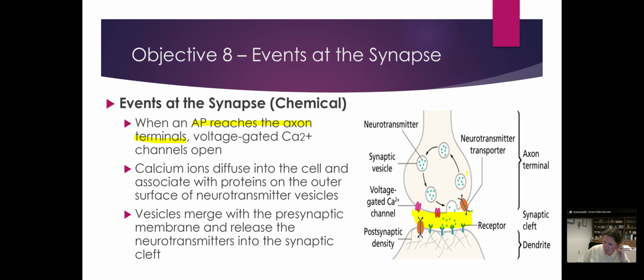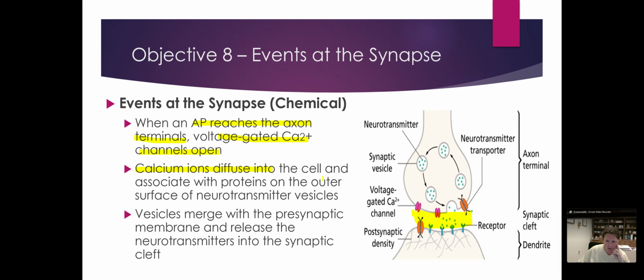So the first thing that happens is the action potential reaches the axon terminal. That triggers voltage-gated calcium channels to open. Your objective 4 is all about these proteins. This particular protein channel opens when there's a change in voltage. One of the things that you will see in previous notes is that calcium is more abundant on the outside. So when that calcium channel opens, calcium is going to go in. Calcium is just one of our ions, and it passes through that protein channel into the cell.